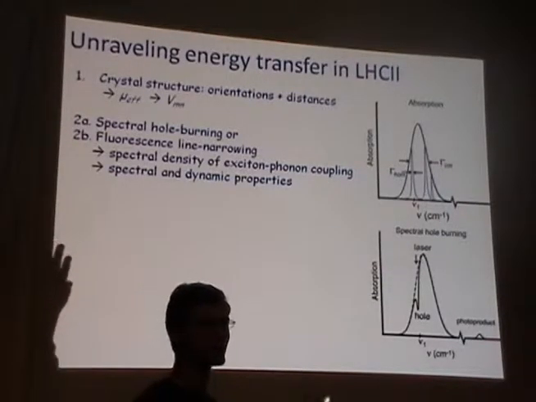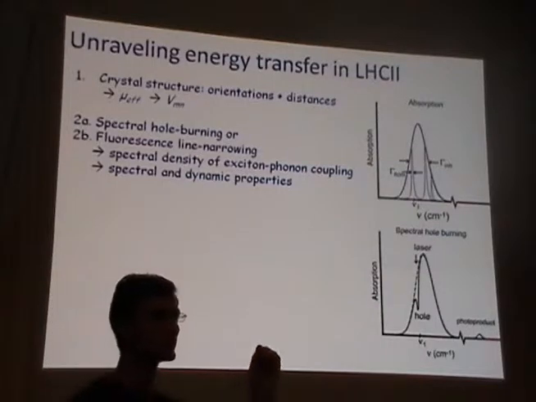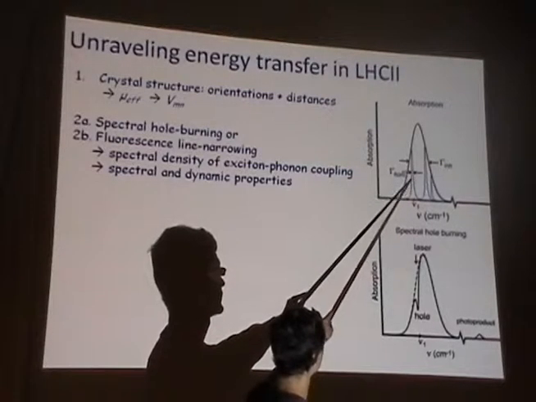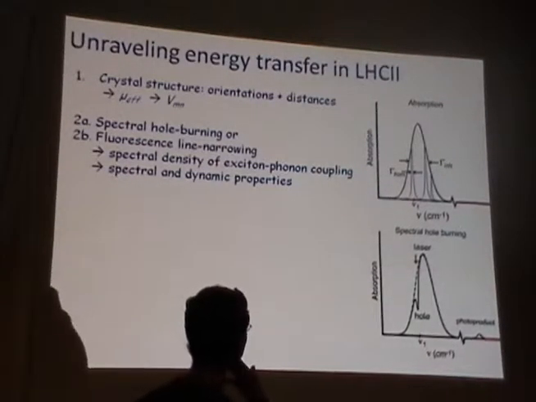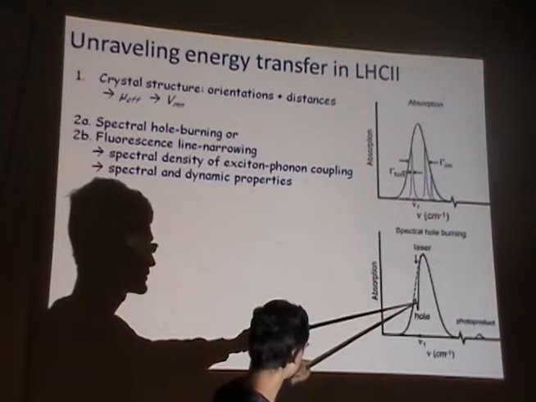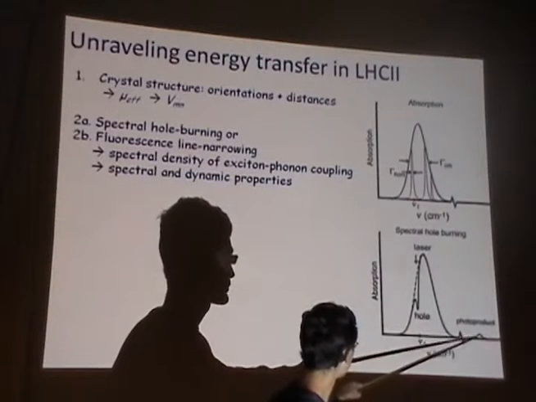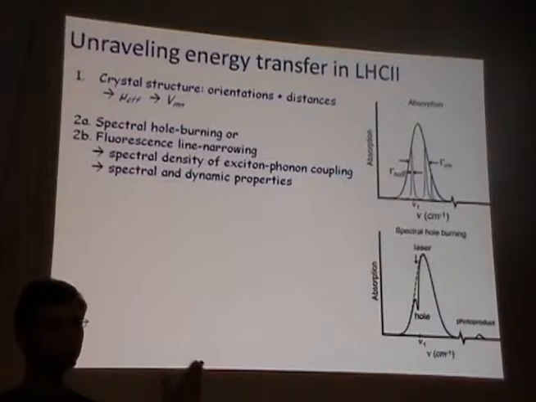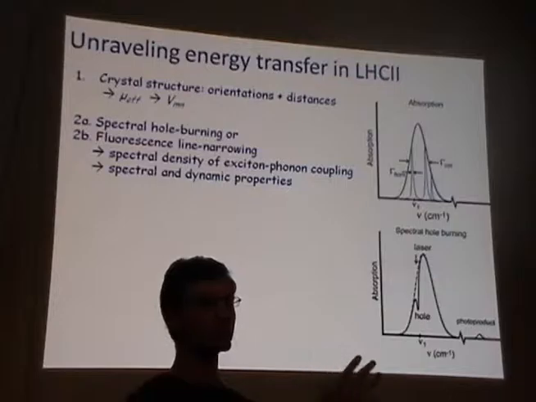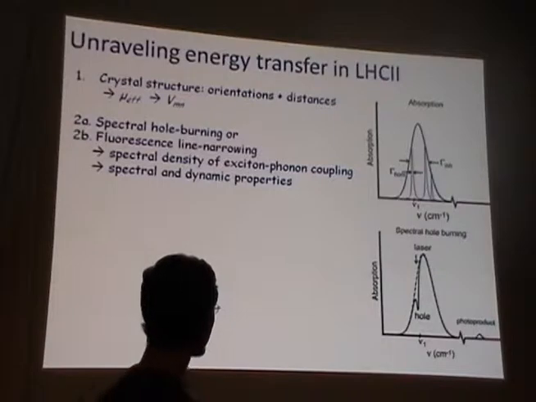Suppose in this example that there are three pigments, each with a different site energy, giving rise to this inhomogeneous broadened peak. Now if you selectively excite one of these pigments with very high laser irradiation, then you can bleach this pigment and get rid of this band. So your absorption band will now look like it has a hole inside, and then it also normally has a small corresponding absorption band.